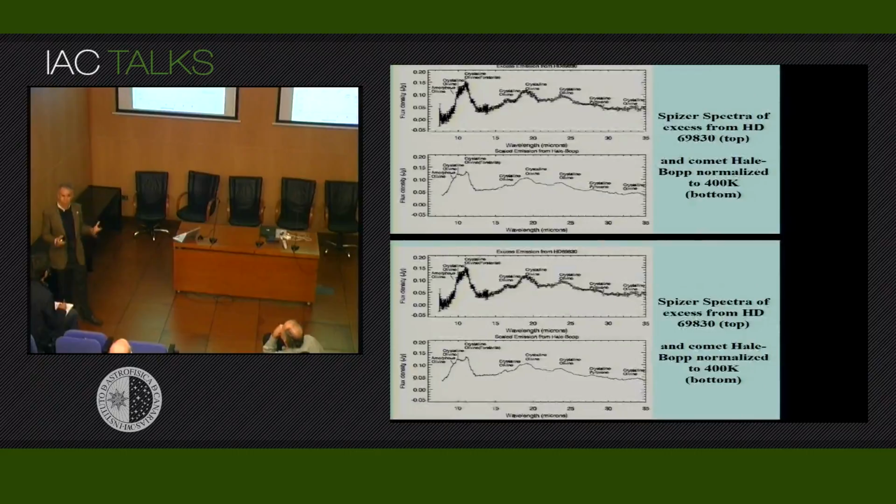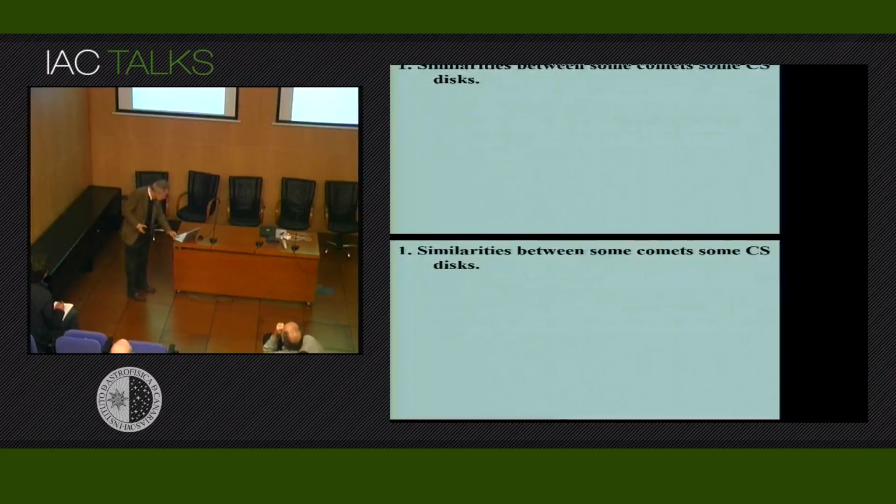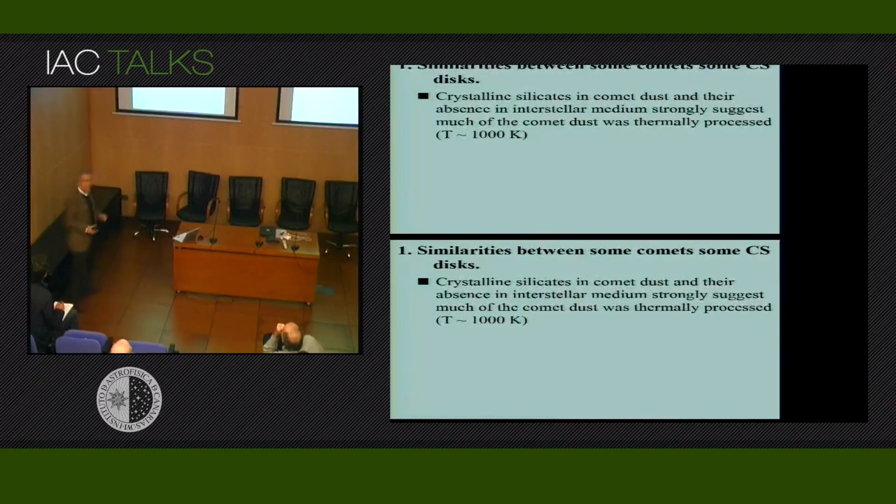So what can we learn about circumstellar disks and our own solar system from the mid-infrared similarities? Well, the fact that we have crystalline silicates in circumstellar disks and in comets, but not in the interstellar medium, means the crystalline silicates are absent in the interstellar medium. So somewhere between when they formed in late-type stars and when they go into star formation regions, they get processed, and they get processed to about 1,000 degrees Kelvin at some point.